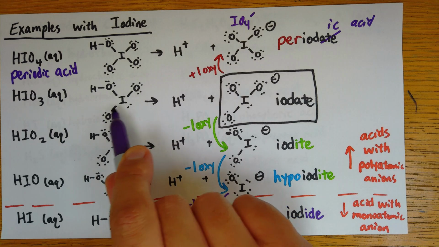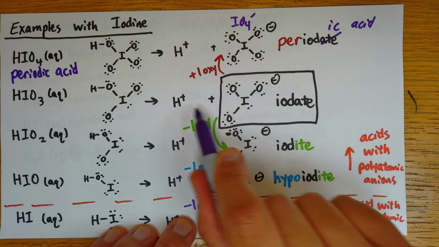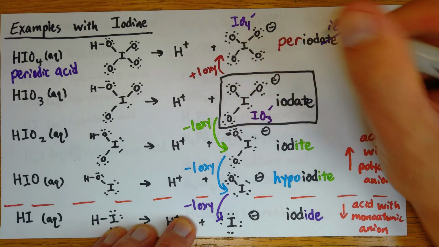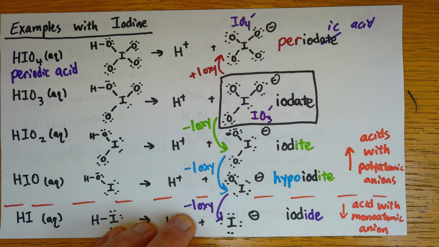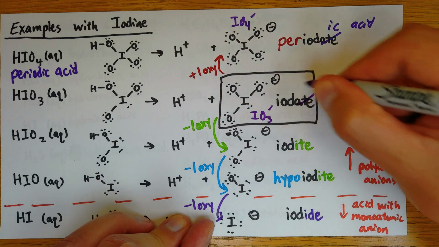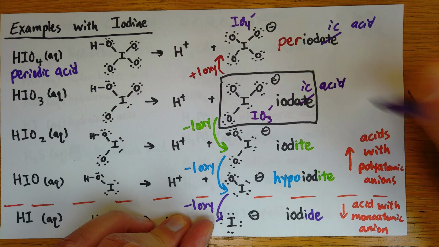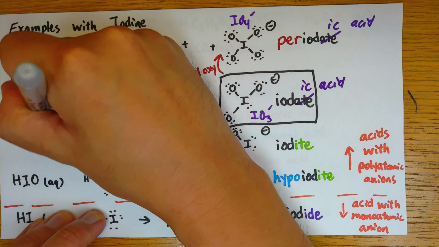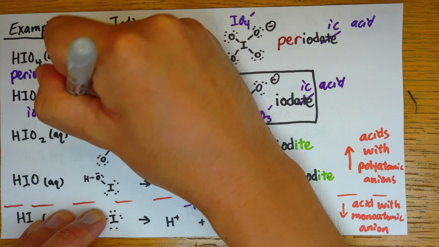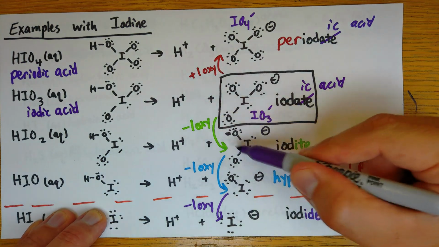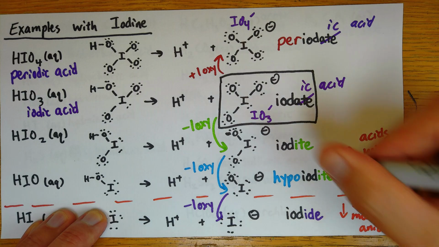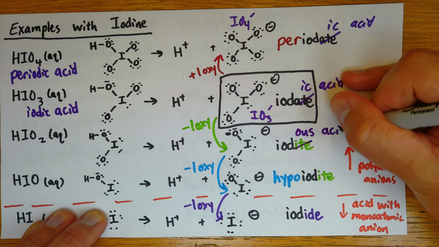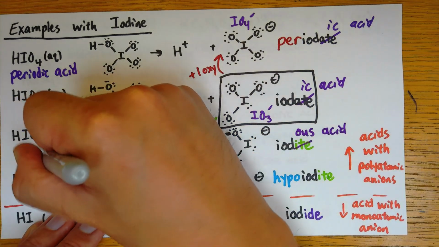Here we have HIO3, and upon dissociation, we see that this right here is an IO3 minus anion called the iodate anion. "Ate" becomes "ic," and then we add acid. Same thing that we did up there. So this would be iodic acid. All right, remove another oxygen, we get iodite. And if you have the ending of "ite," you get "us." So "us" acid. So iodous acid.